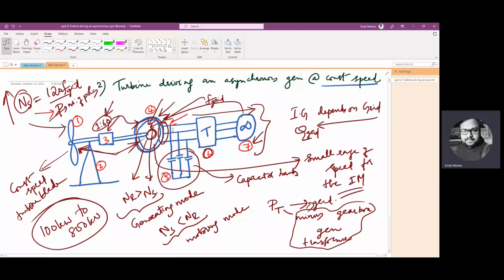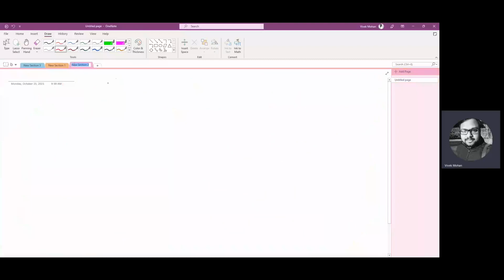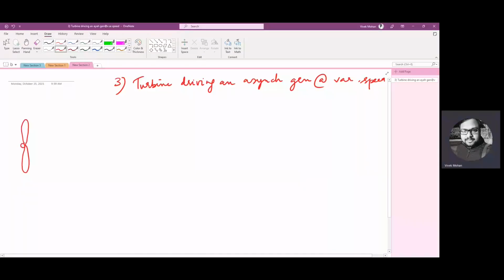Now the third one is the turbine driving an asynchronous generator at variable speed. What is this? Here let me draw the topology. It is like this. Again the same thing. This is the gearbox. Same thing here also.